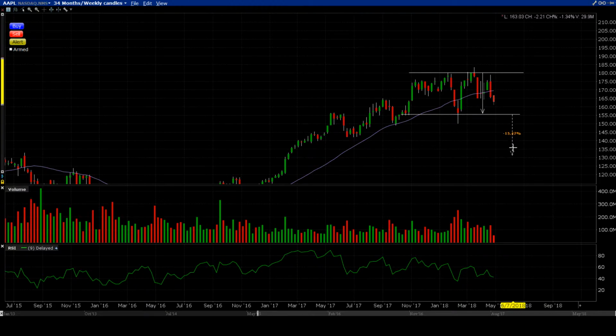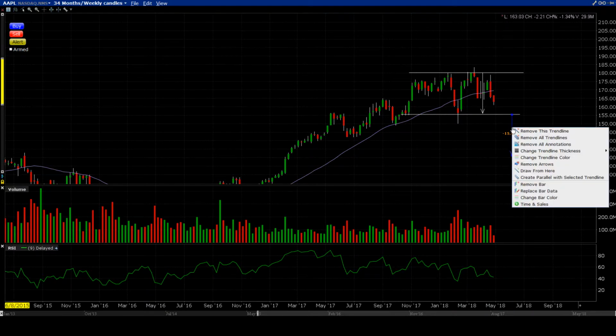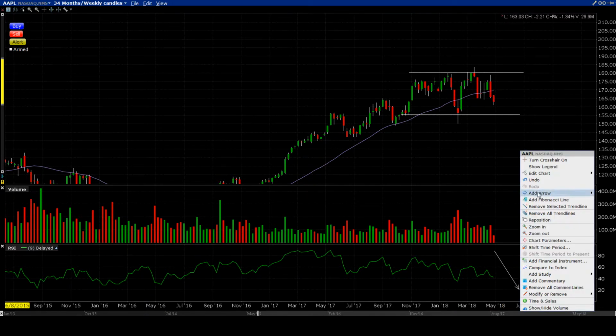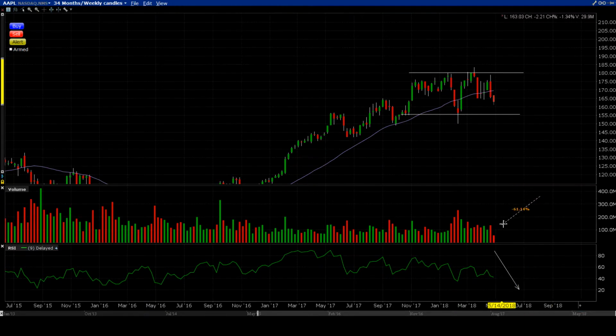So this would be, let's say we use a swing rule. This could be the measured move on that weekly candle breakdown. If we have a close below 155, we're below the 30-week moving average. If we could get RSI or the momentum indicator going from over halfway territory going downwards, if we can get an accompanying red candle with 4 times the average of the previous 4 weeks.